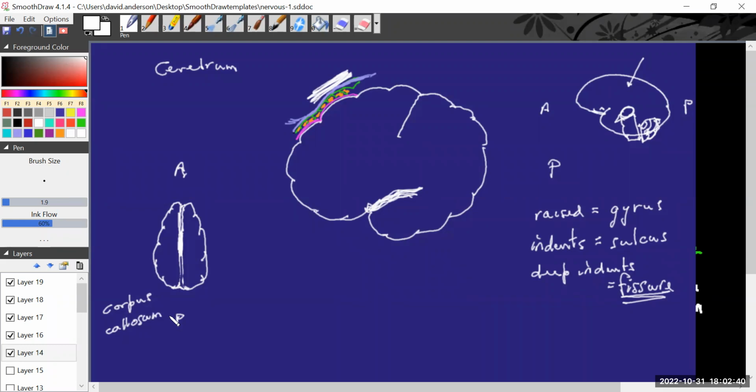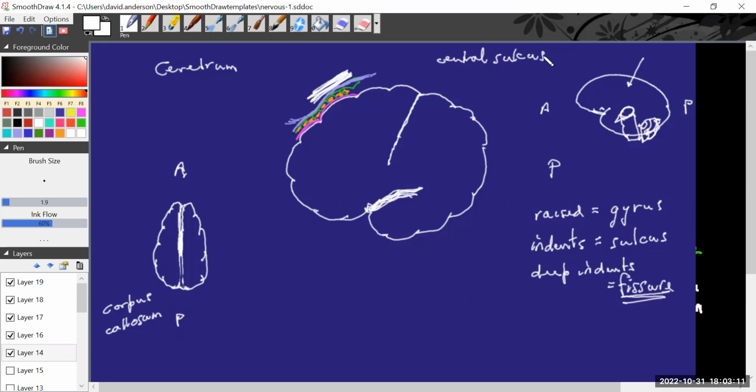Otherwise, those hemispheres remain separate from one another, the two sides, the right and left cerebral hemispheres. So then we have what's called a sulcus here, right smack in the middle. It's simply called the central sulcus. So it becomes a reference point for us.